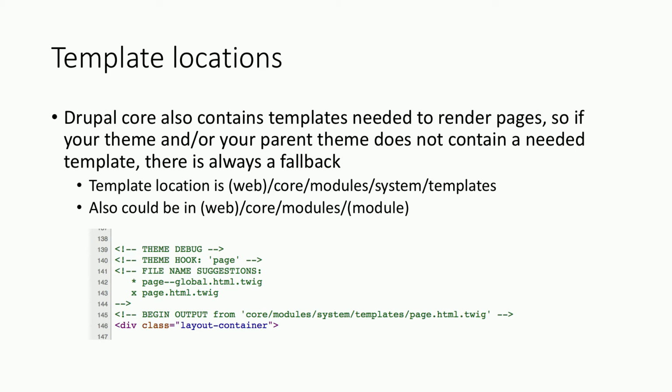But if you do, you can look into how the core templates are built. You can see how templates are built from contrib modules, and you can use that as a starting point in saying, what do I really need to do to my template? I've got a screenshot here on the bottom, from looking at the code generated locally. It says in theme debug, theme hook page, file name suggestions, and then it begins the output from the particular template that it selected. So I want to talk about that next.